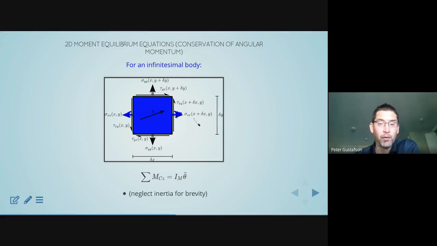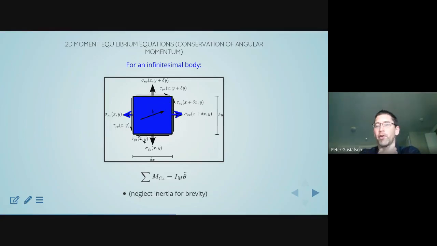And why? Well, of course, because the normal stress goes through the center of this differential element, so it has zero moment arm, so it does not contribute to the moment. So that's true of sigma xx, both positive and negative. It's true of sigma yy, both positive and negative. So that leaves us just 4 components of stress in this two-dimensional world that we now need to pay attention to.